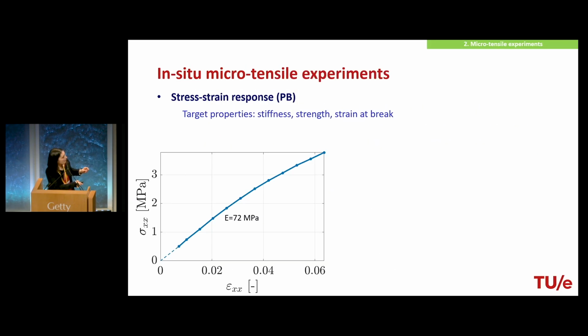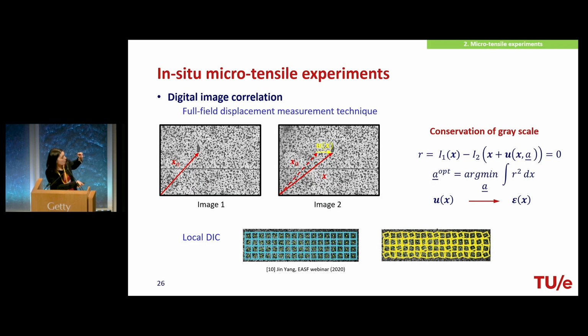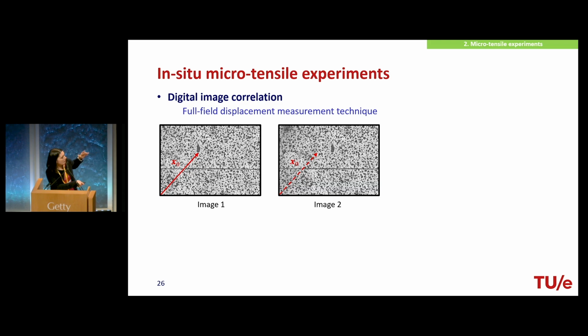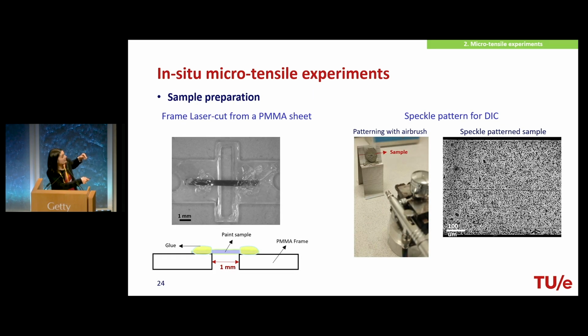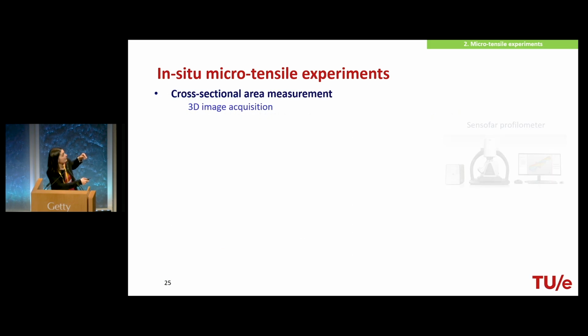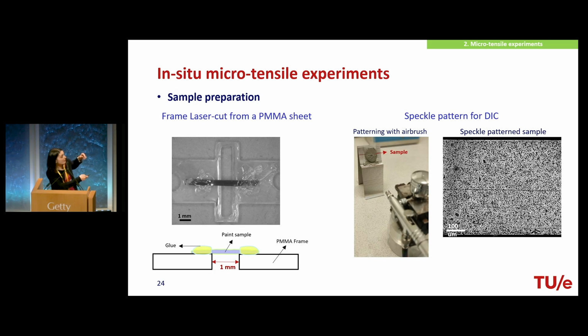We use a solution of ethanol with polystyrene particles, and we spray it with an airbrush at a certain distance. So we put the sample at a certain distance, and then this is an airbrush from which we spray the solution onto the sample. What's in the solution? It's ethanol with polystyrene particles that are about 1 micrometer in size.